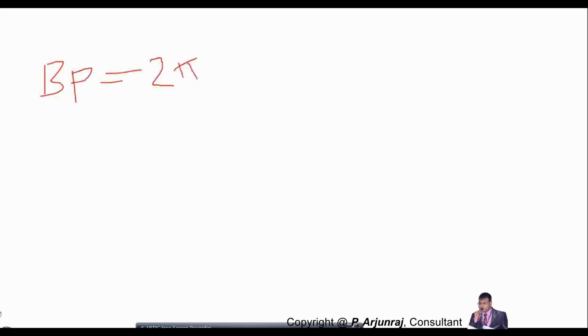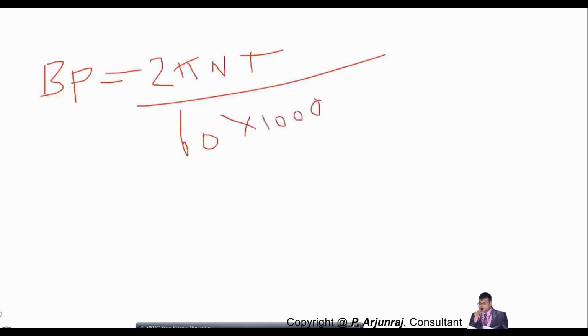Okay. So brake power is nothing but 2 pi n t by 60,000. This is the formula that we have normally seen. So 2 pi is nothing but 3.14, the pi value is 3.14. What is n? N is nothing but the speed.